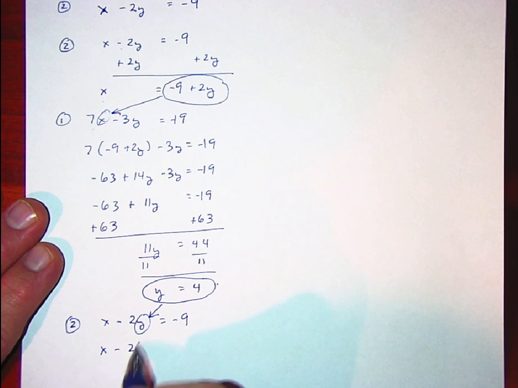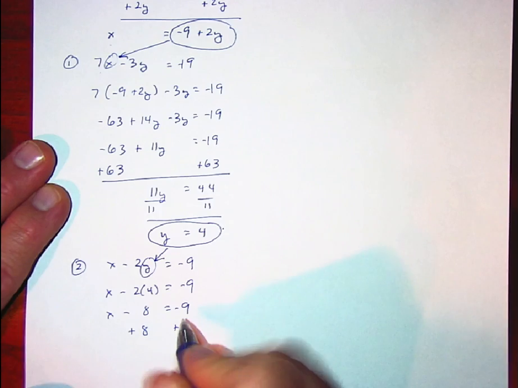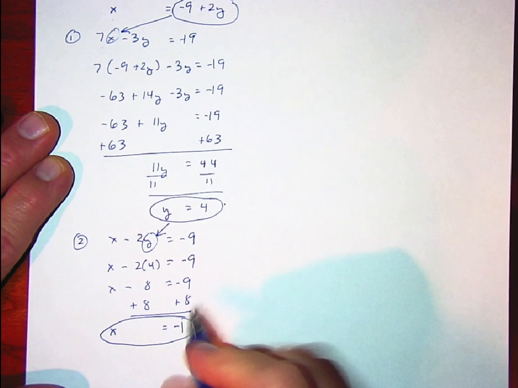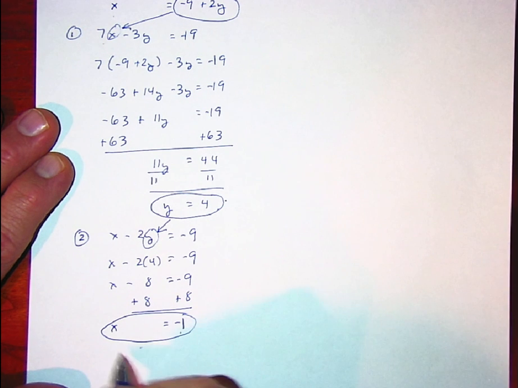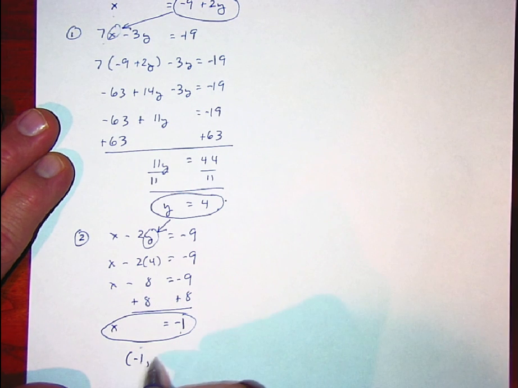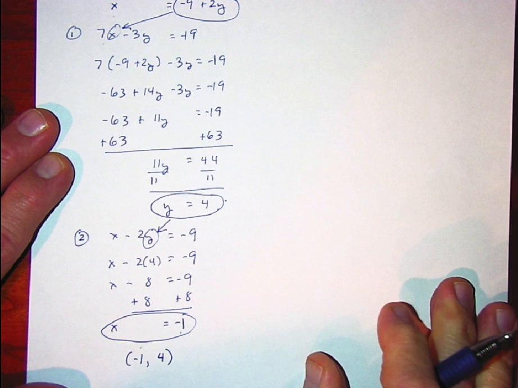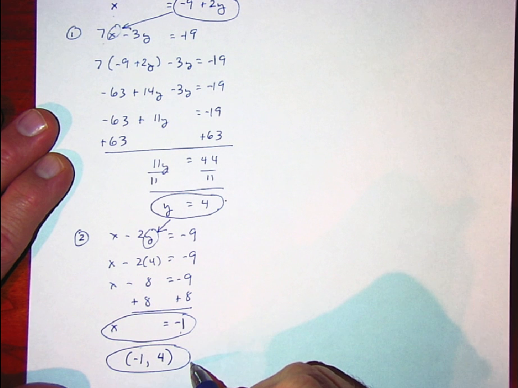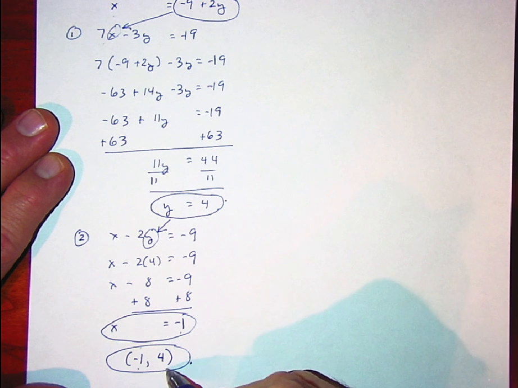X minus 2 times 4 is equal to negative 9. X minus 8 is equal to negative 9. Again, we do the inverse operation. Add 8 to both sides of the equation to get x is equal to negative 1. My solution, x, y, is negative 1, 4. And to check my work, I will substitute this for x and for y into both of the original equations.